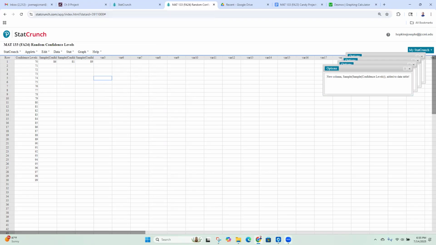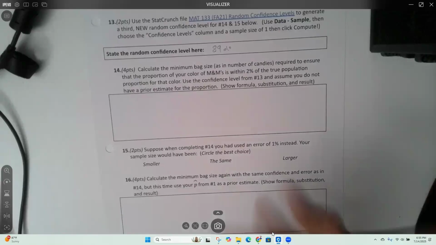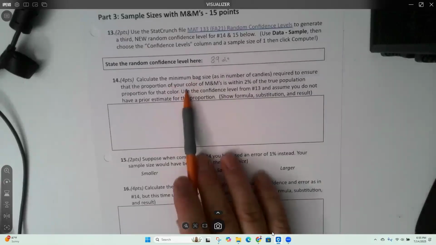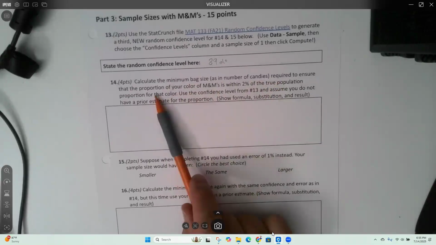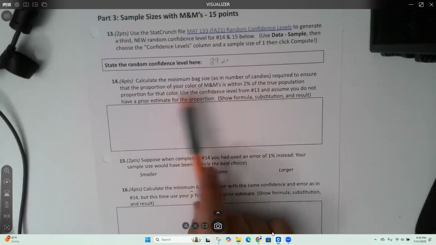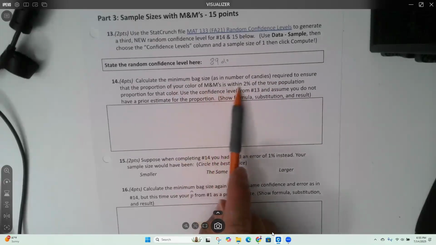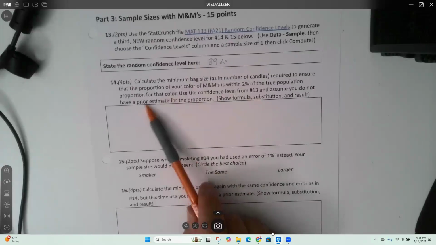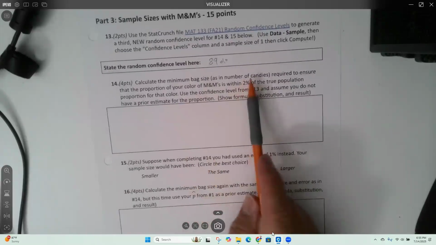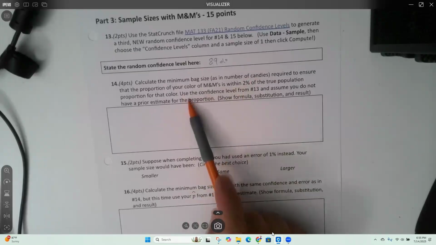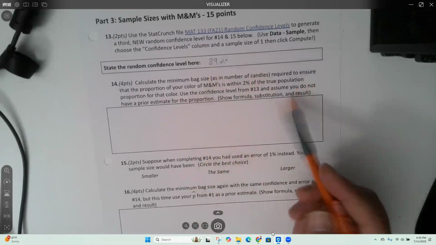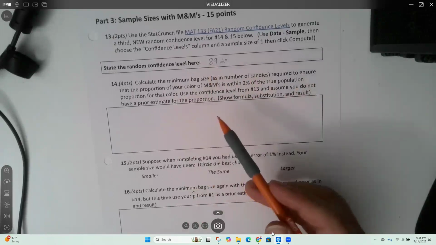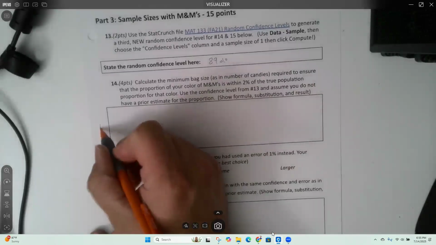So you got something different, so that's good. Okay, so calculate the minimum bag size, as in number of candies required, to ensure that the proportion of your color, in my case it was yellow, of M&Ms is within 2% of the true population for that color. So this is my error. Use the confidence level from number 13, which I got 89%, and assume you do not have a prior estimate. So there's a formula for that.